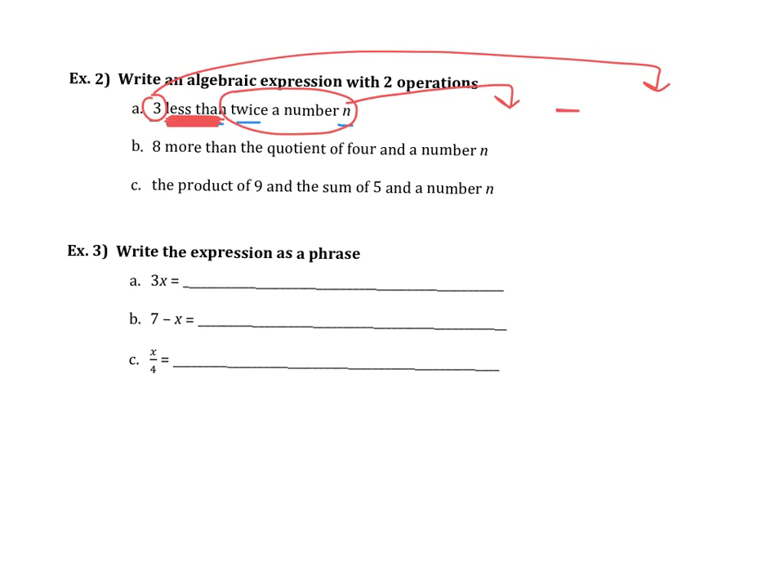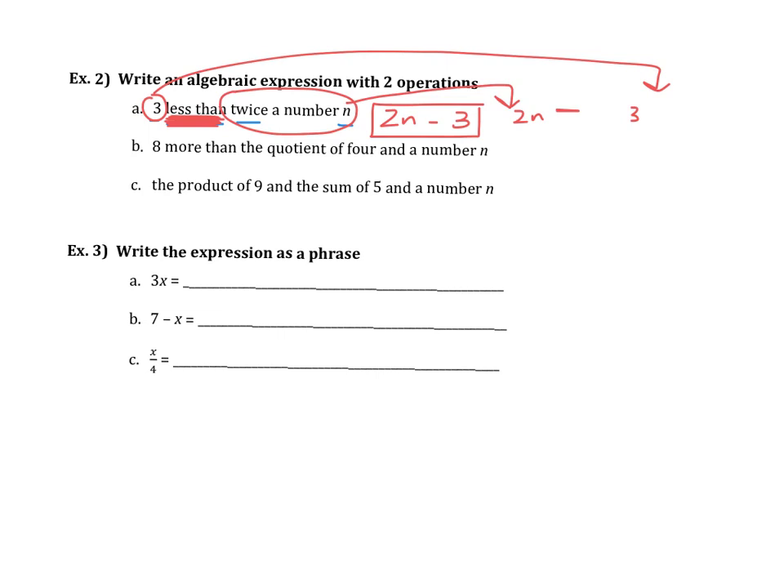2n minus 3, right? So you're going to do 2n minus 3 for that. The 2n would go here, the 3 would go there. Okay, so try that with B.